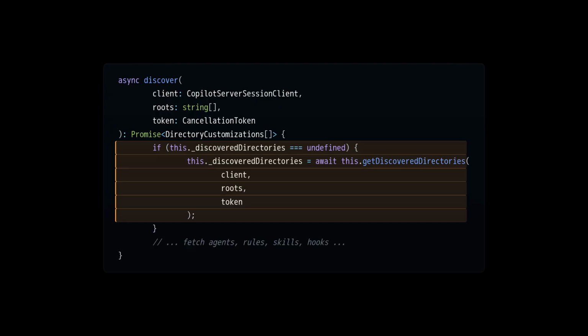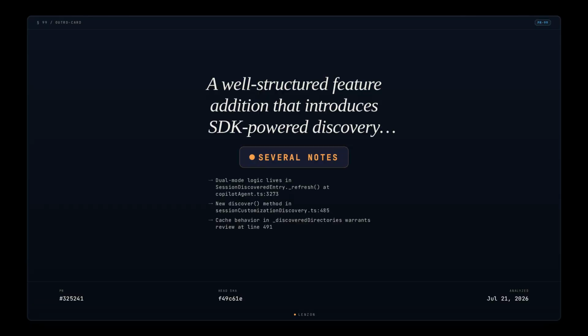This is a well-crafted feature addition. The dual-mode discovery system is cleanly implemented, the test infrastructure upgrades are solid, and backward compatibility is preserved. There are a few notes to watch: the cache race, the config listener behavior, and the disabled watch tests. But overall, this is a strong foundation for SDK-powered discovery. The dual-mode logic is easy to follow, and the integration tests give us confidence that both paths work as expected.